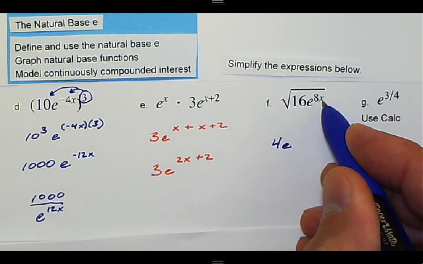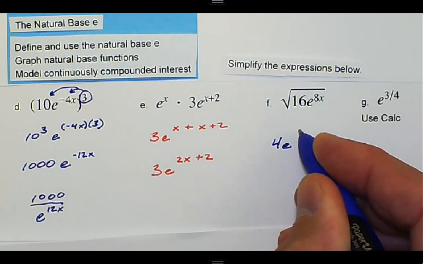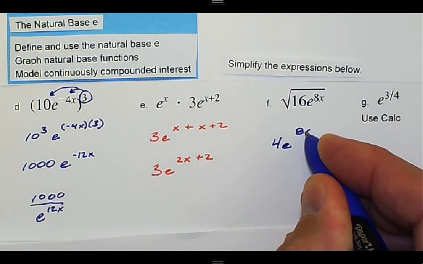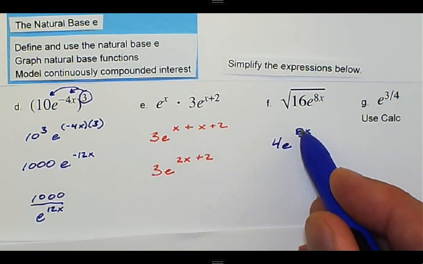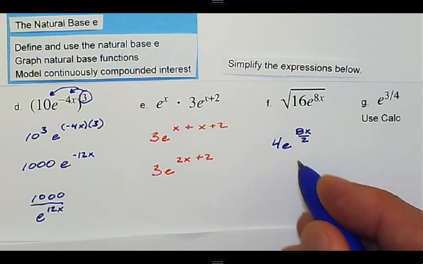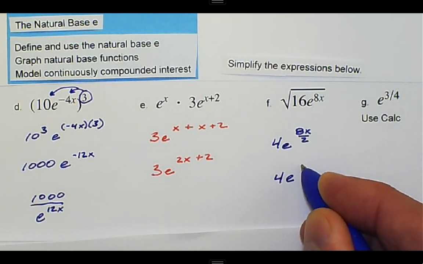And the square root of e to the 8x, another way that we can write that is e to the 8x over 2, if we write it in radical form. And then the 8 and the 2, those are going to cancel, and we're going to be left with 4e raised to the 4x power.